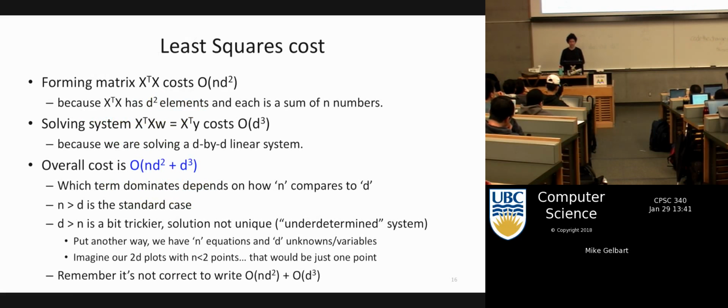Okay, cost, right. So we have to form this matrix. It's a d by d matrix. Each element comes from a dot product of 2 vectors of length n. So we have nd squared cost to actually form this matrix. Then we need to solve the linear system, which takes roughly the same amount of time as inverting the matrix, which is d cubed. And so overall, the cost is nd squared plus d cubed. Coming back to Connor's question, if n is bigger than d, then we would expect the first of those terms to dominate, but maybe that's not always the case. And just a little note at the bottom: it's more standard to write O of stuff, and a bit strange to write O of something plus O of something else, at least to me.